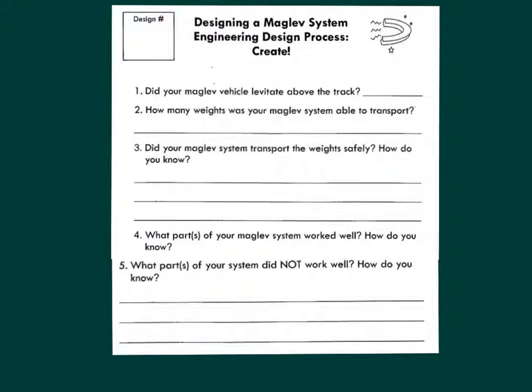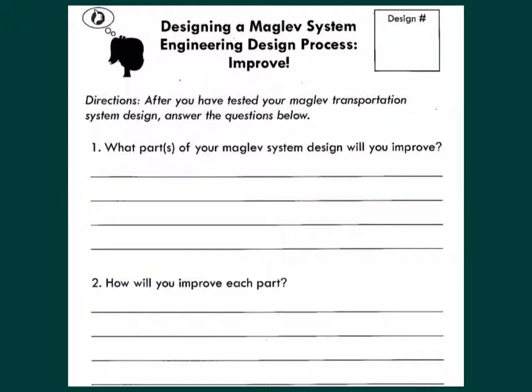Designing a maglev system engineering design process. Create. 1. Did your maglev vehicle levitate above the track? 2. How many weights was your maglev system able to transport? 3. Did your maglev system transport the weights safely? How do you know? 4. What part or parts of your maglev system worked well? How do you know? 5. What part or parts of your system did not work well? How do you know?